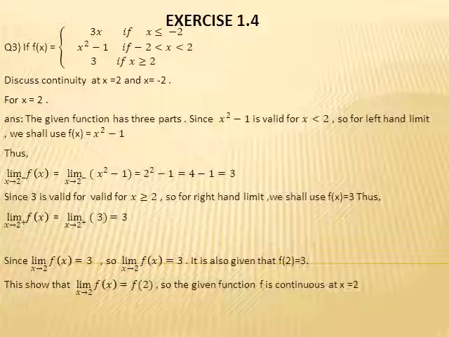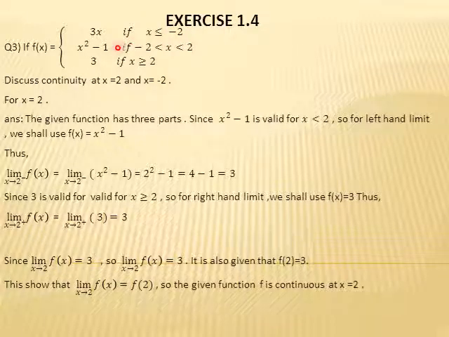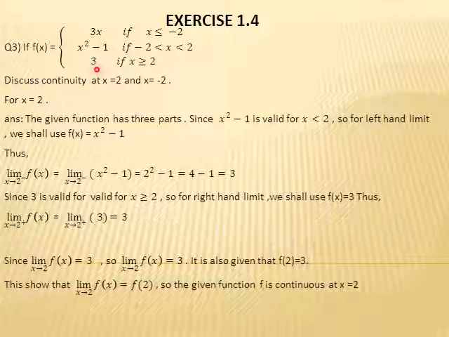This is a piecewise function. The function is 3x if x is less than or equal to minus 2, and x square minus 1 if x is greater than minus 2 and less than 2, and if x is greater than or equal to 2, then the function is 3.